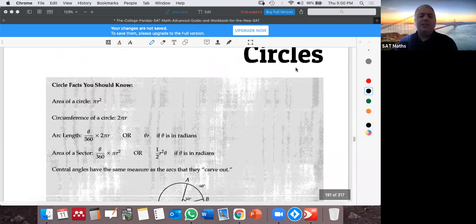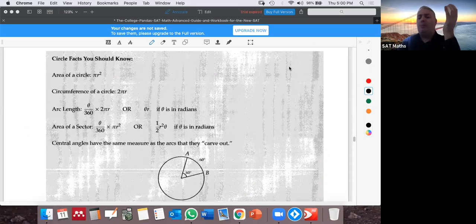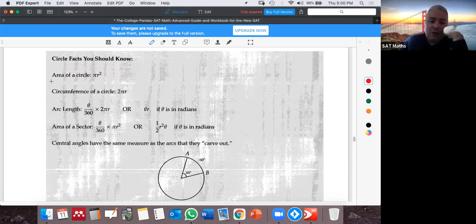For the circles, there are some important rules, formulas we have to know. The first one is area of a circle. So area of a circle is pi times r squared. So you know that if this is a center, we know that this is now radius r. So area is pi times r squared. And circumference of a circle, perimeter of a circle, 2 times pi times r. These two things we have to know.